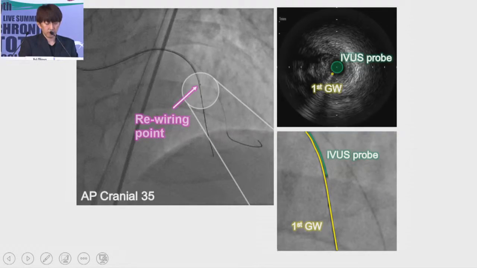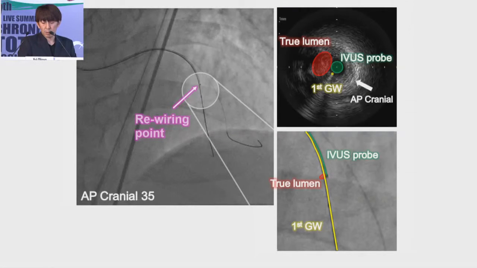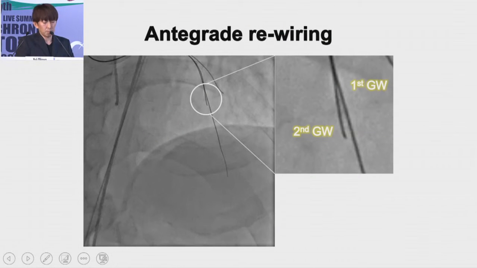Like this. So the epicardial view is from about 4 o'clock. And the true lumen is here. So in the fluoroscopy, there may be the true lumen here. So I handle the next wire at this point, like this. The second wire is slightly to the left side.